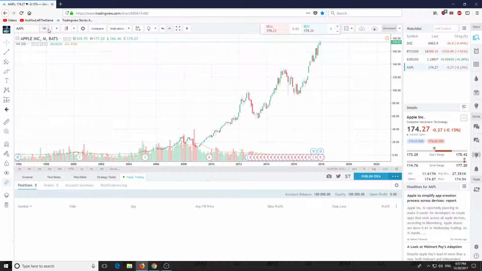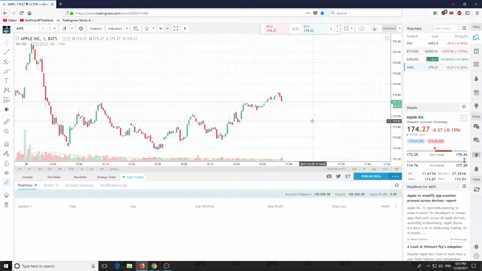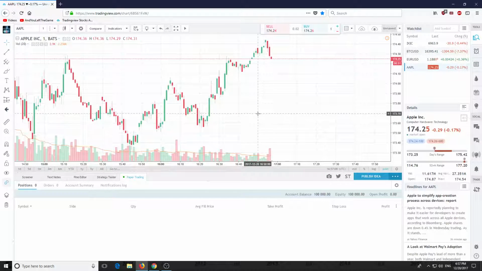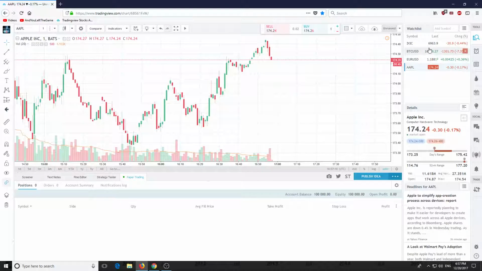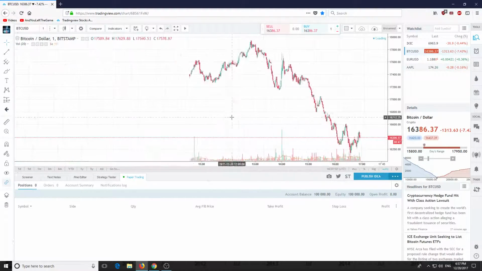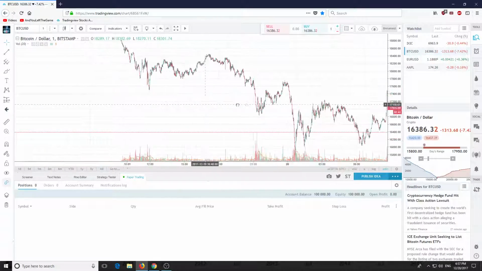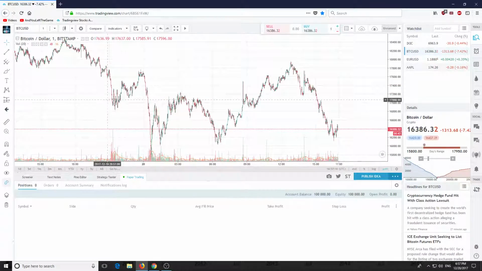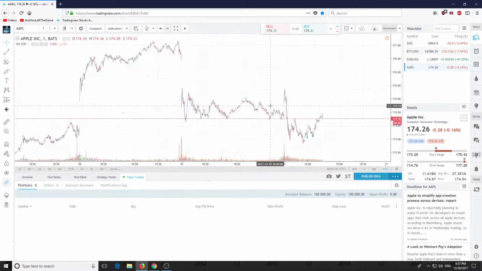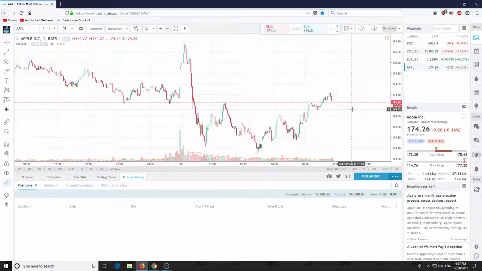It's very, very involatile compared to, for example, Bitcoin, which is moving like crazy, as you can see. Absolute beast.